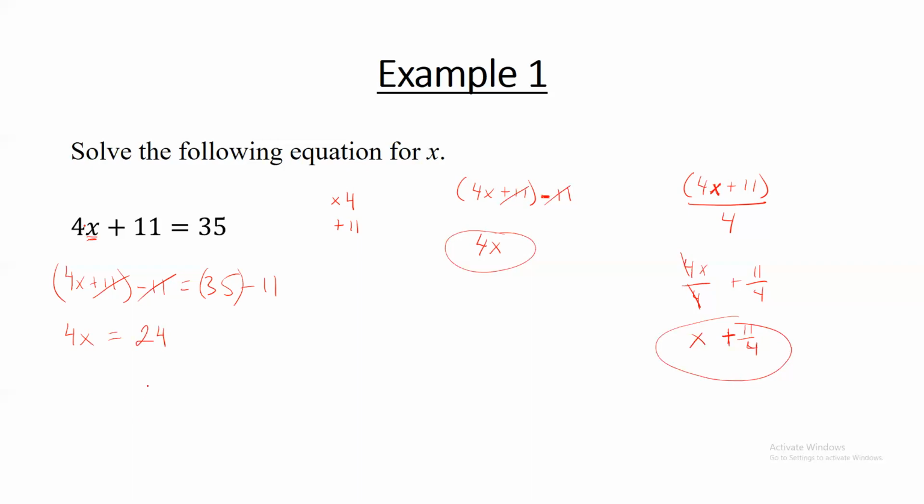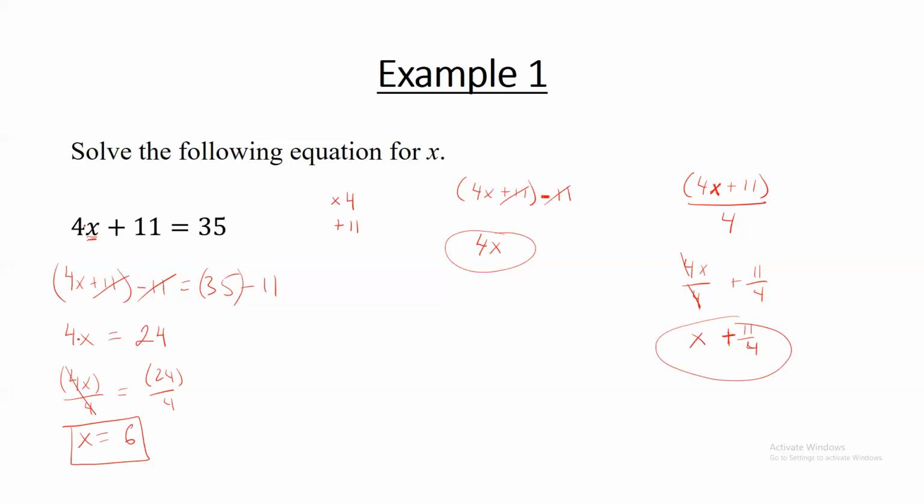And now we are ready to undo the multiplication by 4. And remember, we undo multiplication by dividing. So we will divide 4x by 4, and we will divide 24 by 4. Undoing the 4's, x equals 24 divided by 4, which is 6. And so the answer is 6.